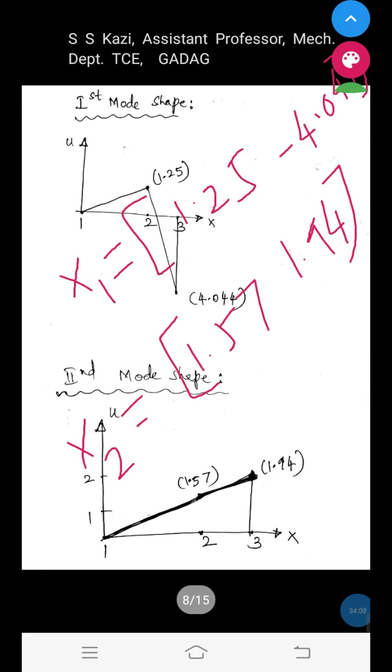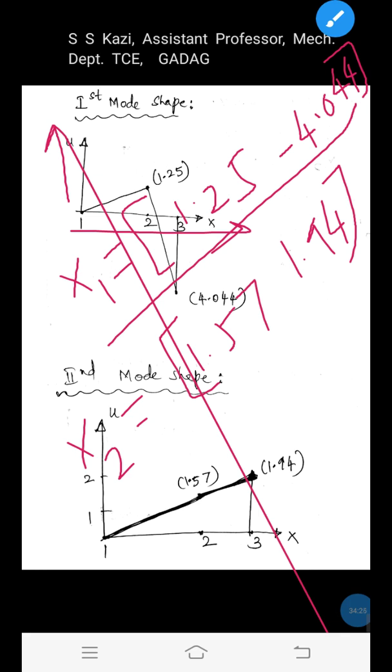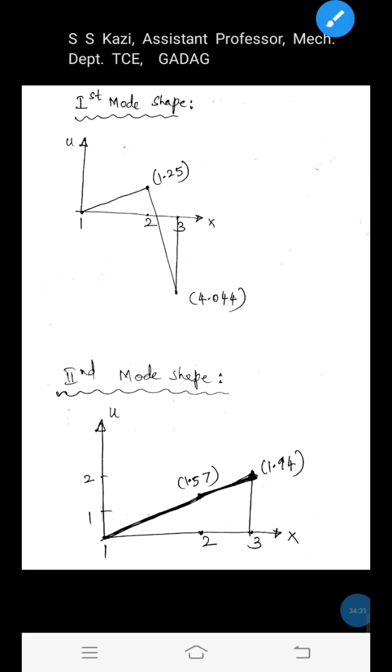See here what I did. The x1 first mode shape values are u1 is 0, u2 1.25, u3 minus 4.044. In the x direction you show the node numbers 1, 2, 3, and in the y direction you show the u values. Now these values have to be substituted. At node 1 it is 0, here you indicate the point, and at node 2 it is plus 1.25, you indicate the point, and at node 3 the u3 value we got is minus 4.044, hence you need to show it below the line.